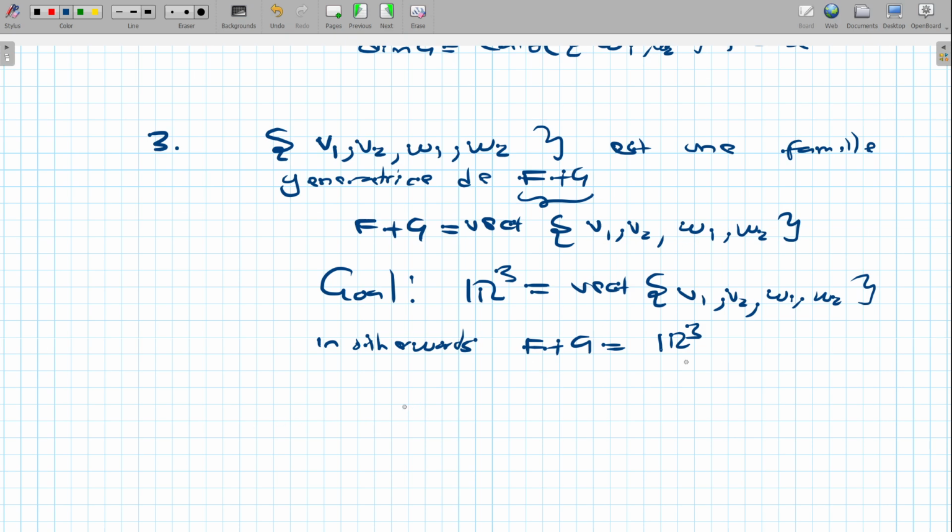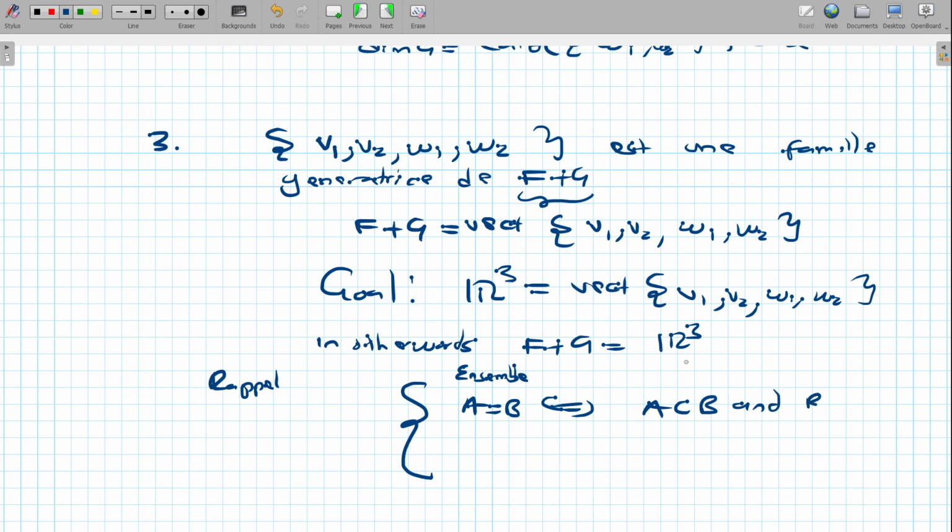So let me first of all remind you that in algebra, when we're talking about les ensembles, how do we show that two sets are equal? So, rappel, this is just a rappel. If A is equal to B, that is equivalent to saying that A is a subset of B, and that B is a subset of A. So this is what we said.